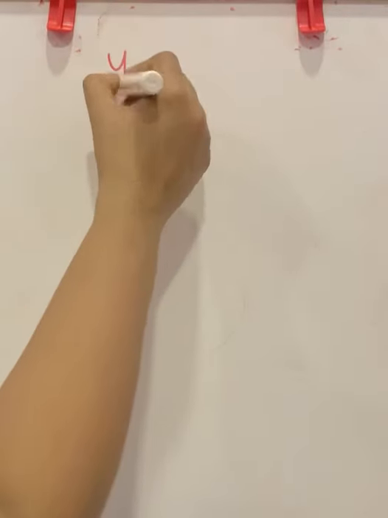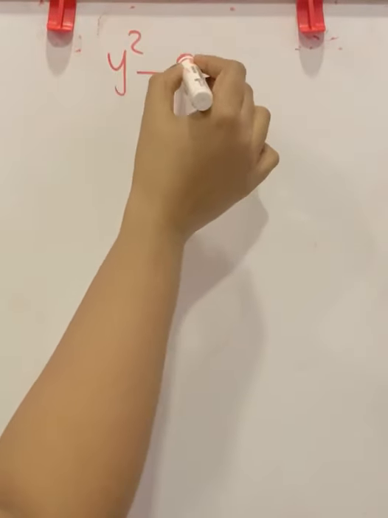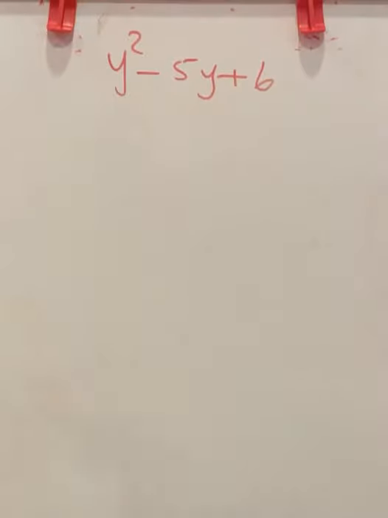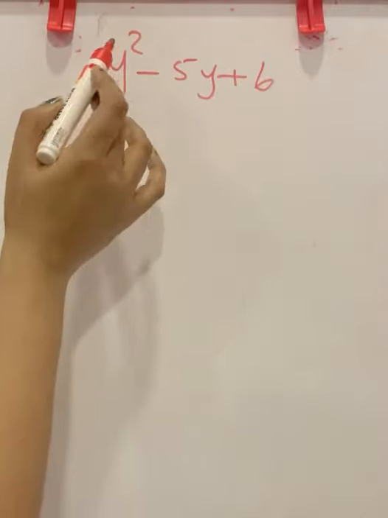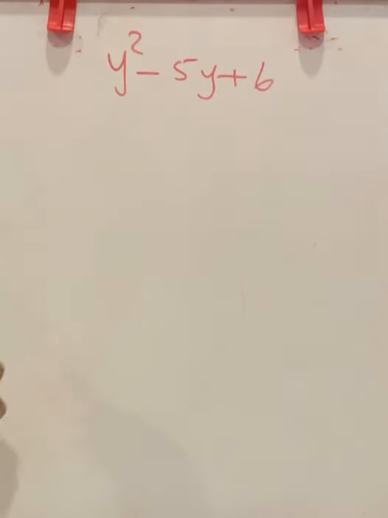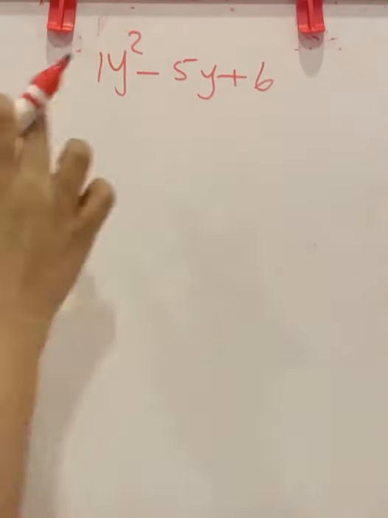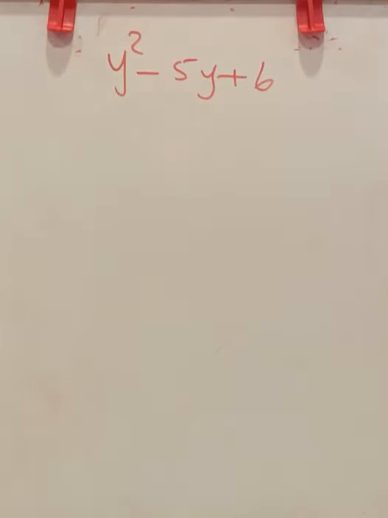So now we are going to do some problems based on this factor theorem. Factorize y square minus 5y plus 6. Now here there are a few steps to follow. First we want to check the coefficient of the first term. We need it as 1. Here it is already 1. y square means 1y square. So we can proceed to the next step.